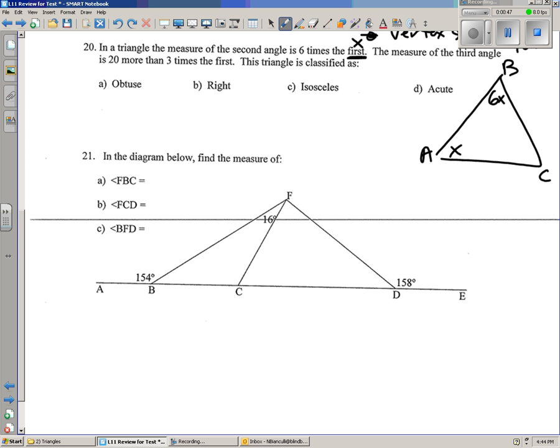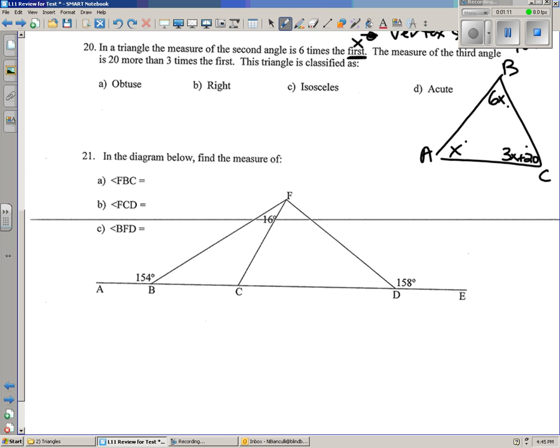And notice, again, these are angles, so we're putting the measurements in the mouths of the angles. And then it says the measure of the third angle is 20 more than 3 times the first. So the first angle is x, so this would be 3 times the first plus 20. Now, it says this triangle is classified as, and these are the choices, we don't really have any information to help us out with this. We actually have to solve a problem here, and we have all 3 angles of the triangle.